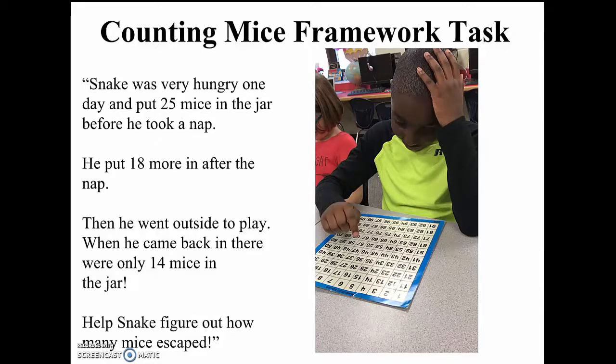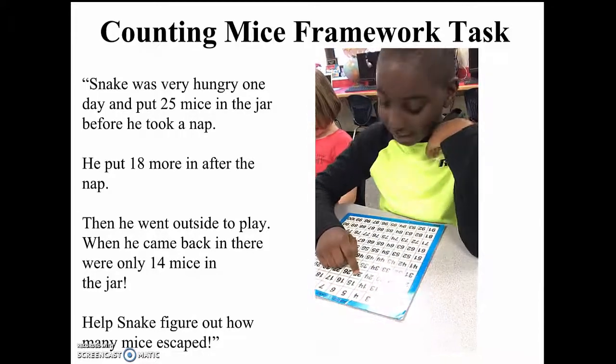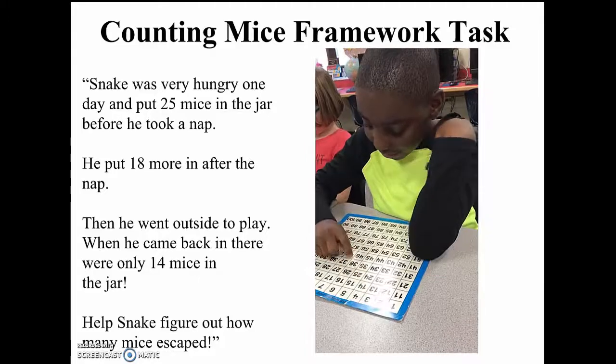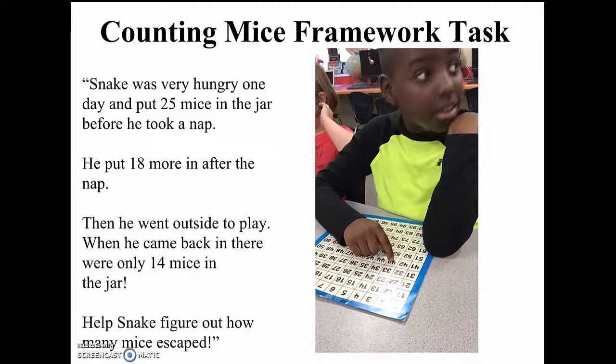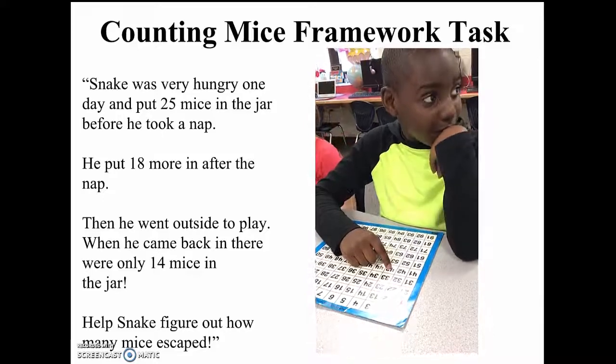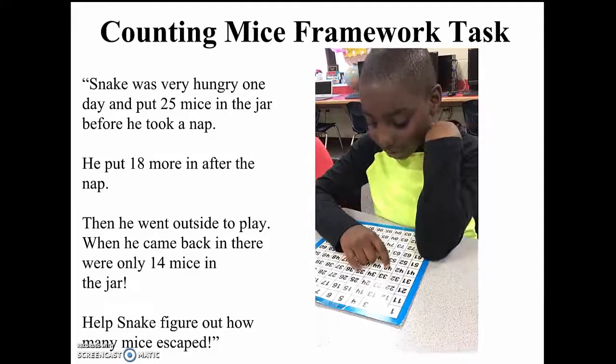Students then work independently to do 3 story problems based on the book. So, first start with 29 and I added 18. So 10, 11, 12, 13, 14, 15, 16, 17, 18. And then when the snake came in from playing, 14 were only in the jar.